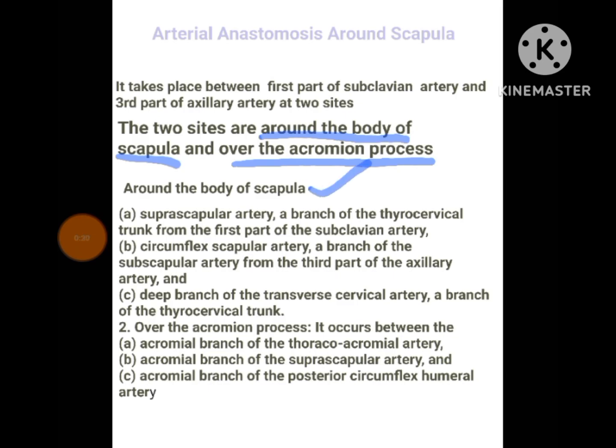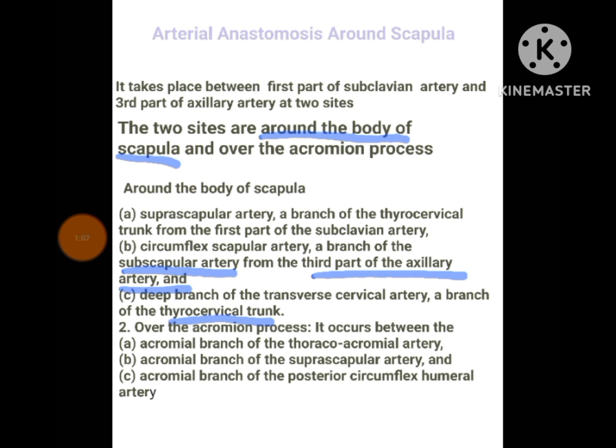Around the body of the scapula, it is formed by the suprascapular artery, which is a branch from the thyrocervical trunk, which is a branch from the first part of the subclavian artery. The circumflex scapular artery also forms anastomosis around the body of the scapula. It is a branch of the subscapular artery, which is in turn a branch of the third part of the axillary artery. There is one more branch from the thyrocervical trunk, which is the deep branch of the transverse cervical artery.